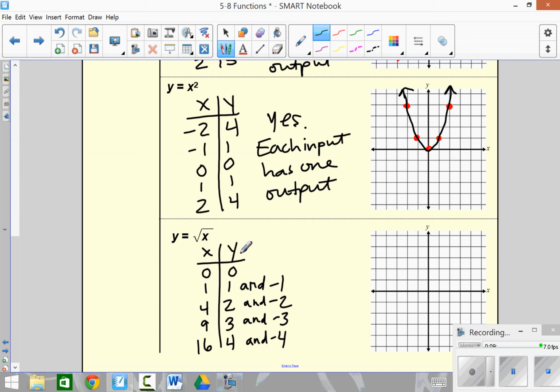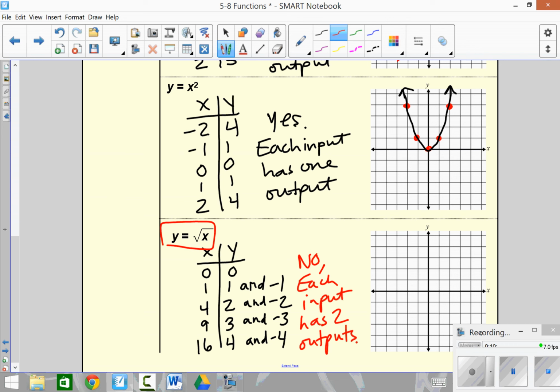So according to our input-output table, is y equals square root of x a function? This one is no. This equation is not a function because each input actually has two outputs here. The input of 4 has two outputs, 2 and negative 2. The input of 16 has two outputs, 4 and negative 4. So no, each input except 0 has two outputs. That breaks the rule that each input has to have exactly one output.